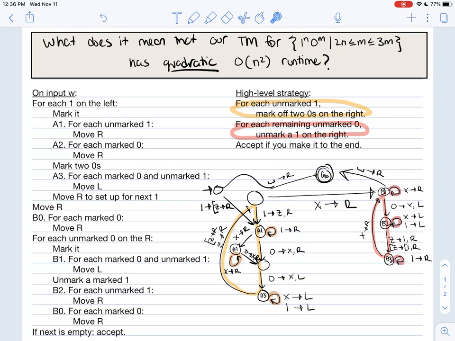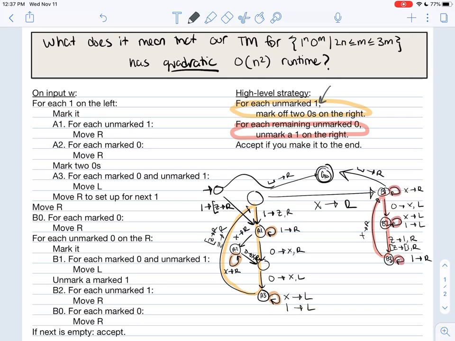We can recall that our overall approach was centered around the idea of having two major loops, where the first loop handles phase one, which says for every unmarked one on the left, go ahead and mark off two zeros on the right. Then phase two is that if you have remaining unmarked zeros, for each of those, go ahead and unmark a one on the right. So the key here is we're going to say that each of these loops describes a process that is going to be taken multiple times, or multiple iterations. So we want to ask ourselves, how many iterations does each loop take? And how many steps for each iteration?